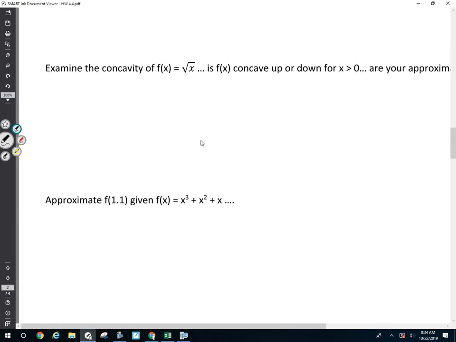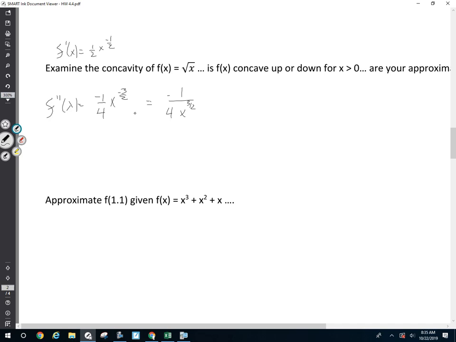Examine the concavity for root x. Is f of x concave up or down for x greater than 0? Are my approximations over or under? So I already have the first derivative. Let's take the second derivative. The first derivative is 1/2 x to the negative 1/2. The second derivative will be negative 1/4 x to the negative 3/2. So that's negative 1 over 4x to the 3/2.